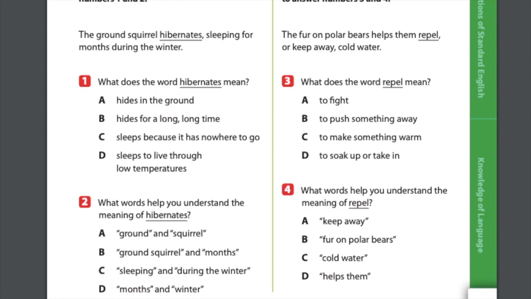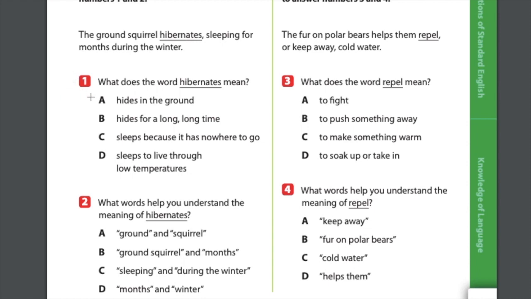More examples. It says, read the sentence below, then use it to answer numbers 1 and 2. So these definitely go hand in hand. When you answer one, the next question should actually help you to make sure that you feel comfortable with your other answer. That happens very much with this type of curriculum. The ground squirrel hibernates, sleeping for months during the winter. What does the word hibernates mean?